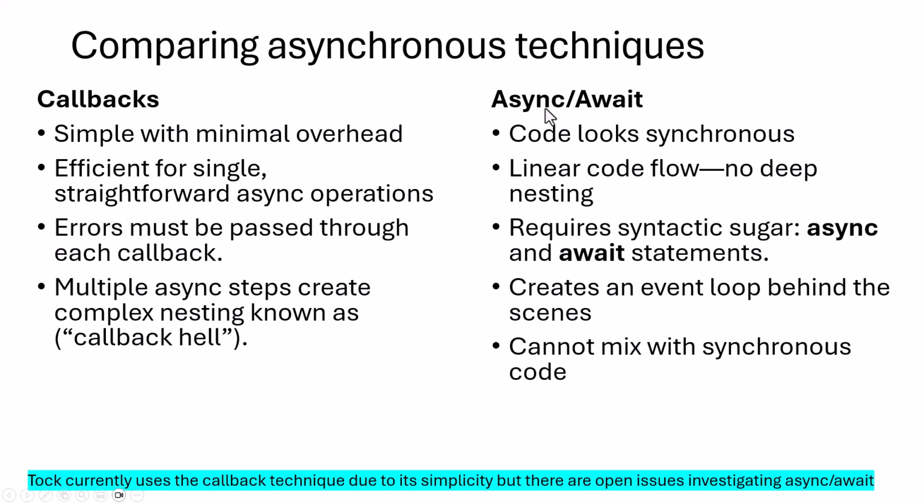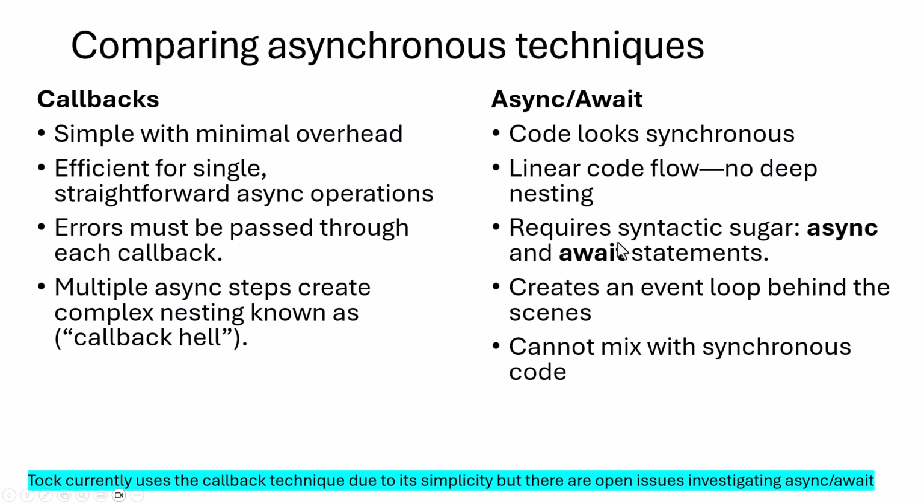The other design pattern, which is sometimes used with JavaScript and is also used in Rust with some different frameworks like Tokio, is called async await. Here, the code looks synchronous. We'll see an example of this in the next slide. So it's very linear, and there's not a lot of nesting like there is with callbacks, but you have to add to the language itself with keywords like async and await.